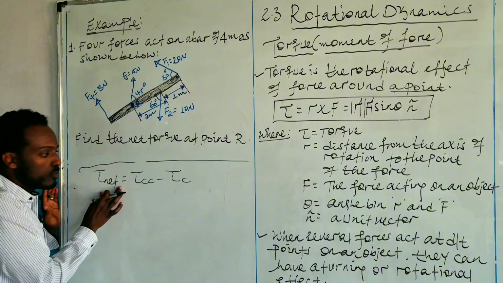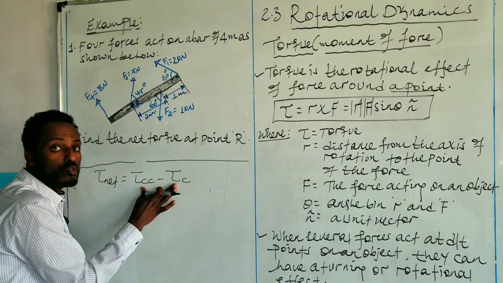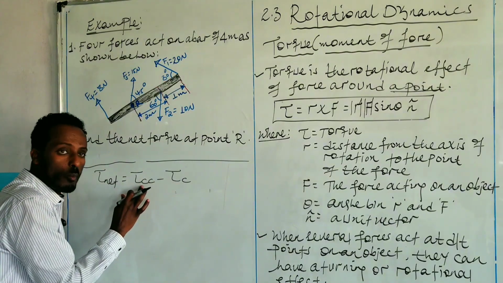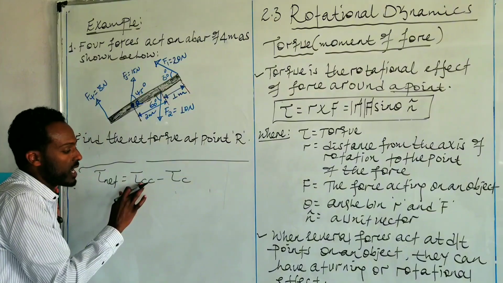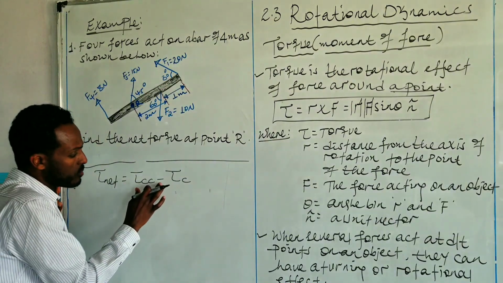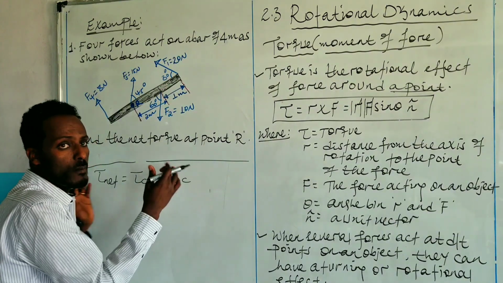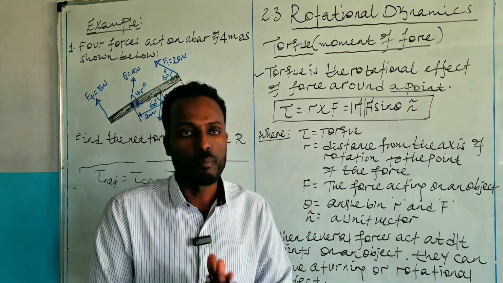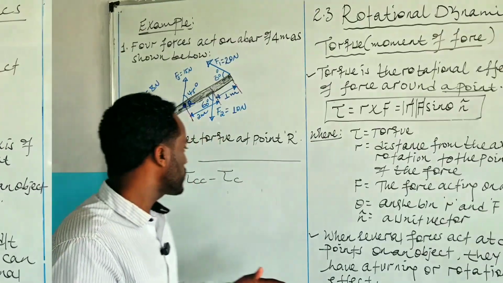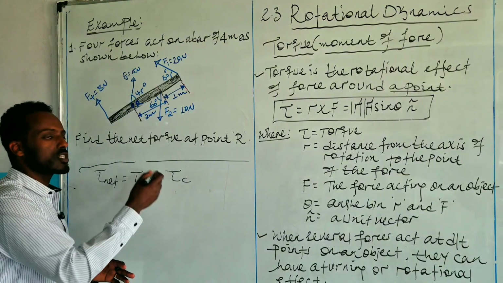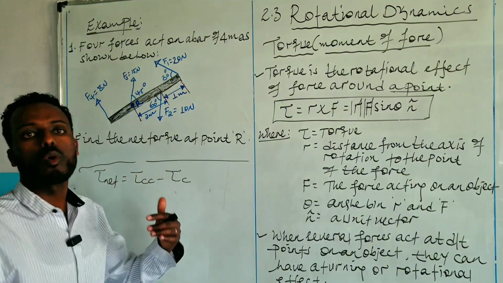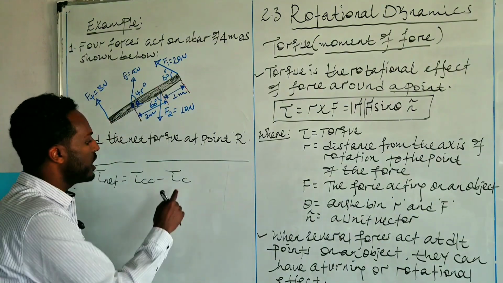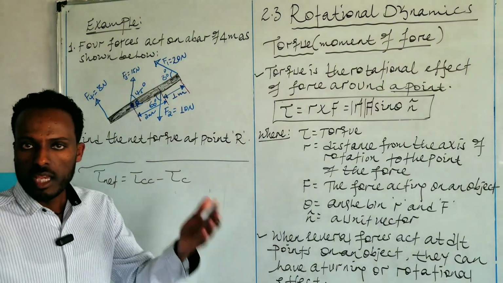To find the net moment, we have to subtract the two moments: the summation of the torque acting in the counterclockwise direction minus the summation of the torque acting in the clockwise direction. Most of the time, the torque acting in the anti-clockwise or counterclockwise direction is taken as positive and the clockwise moment as negative.